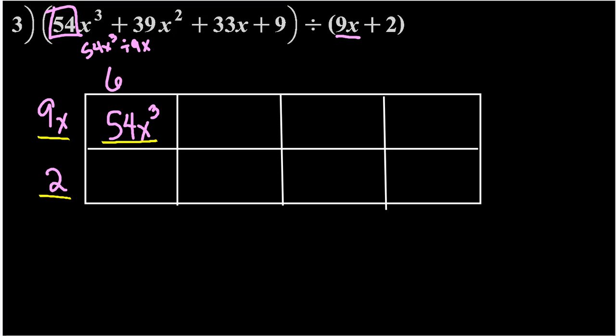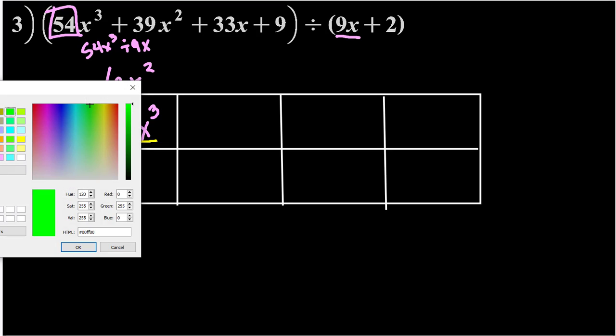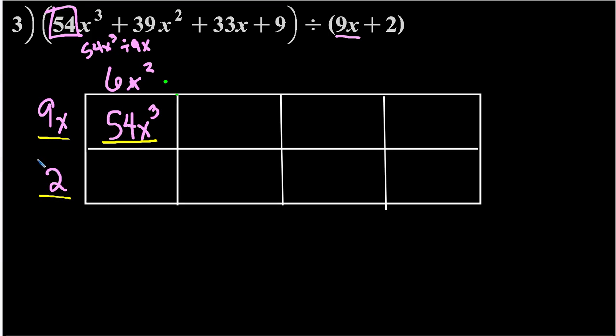So when we divide those, we end up with 6x squared, because x cubed divided by an x gives you x squared left. And so now let's go ahead and multiply that. When we multiply 6x squared times 2, we end up with 12x squared. So we need to think of what 12x squared plus what is going to give me that 39x squared at the top.